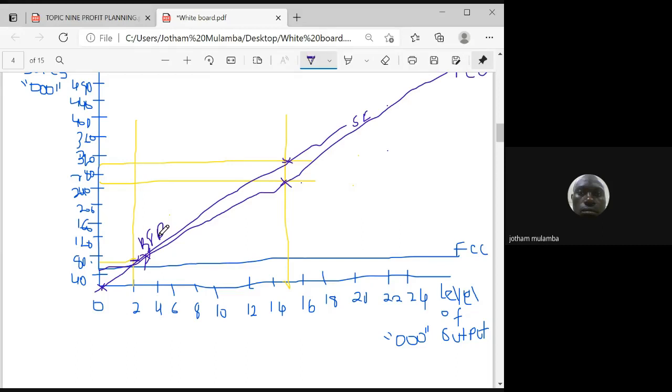Now, for those who used graph paper, kindly remind us at what figure did it intersect? Ada, Arthur, and Esther, are you done? You can tell us at what figure on the level of production, how many units, did it intersect? Arthur has 6,000. Someone else?